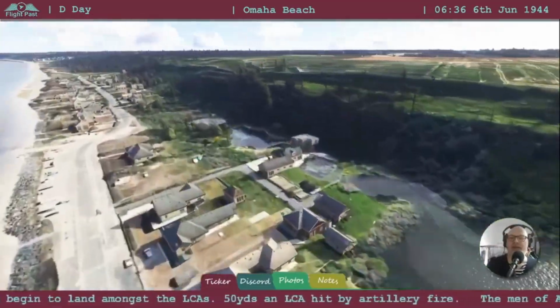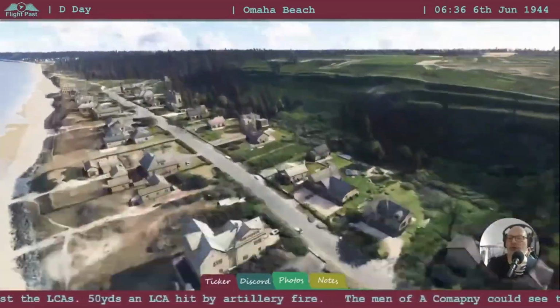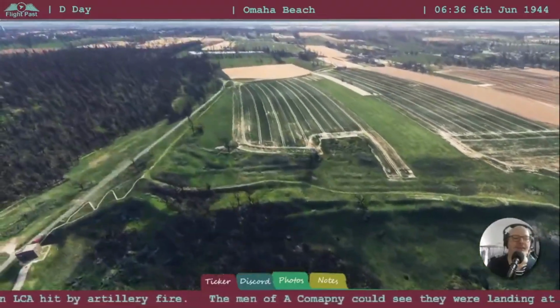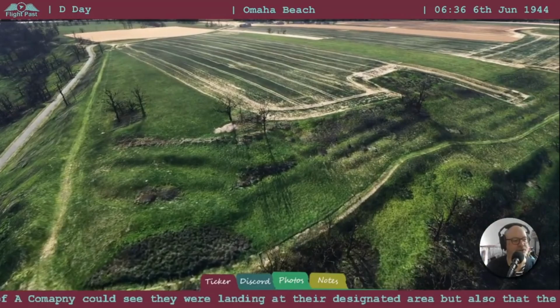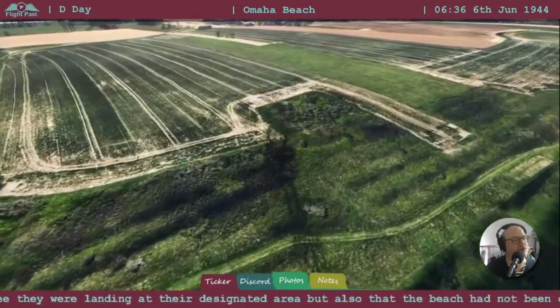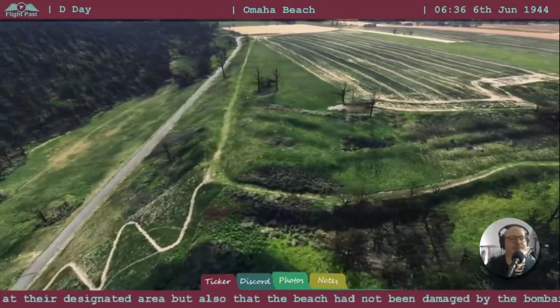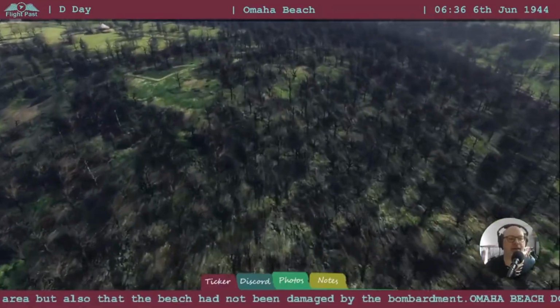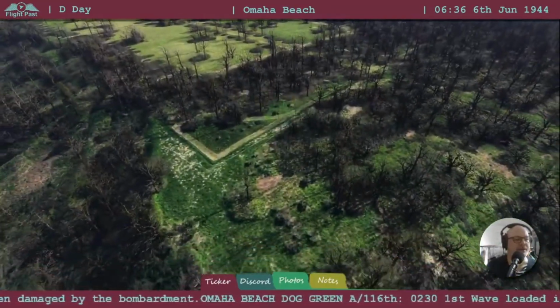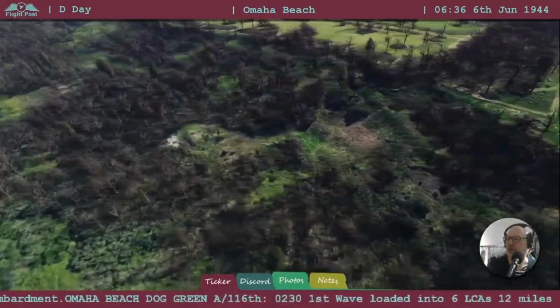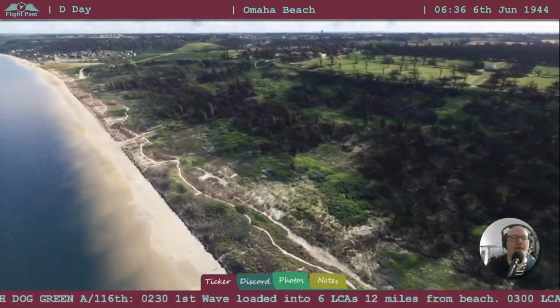Down this side here, we then come to another draw. We have Widerstandsnest 65 on this side. These are the remains here. You can still see the remains of the trenches. And on the other side here, by the American cemetery, is Widerstandsnest 64.